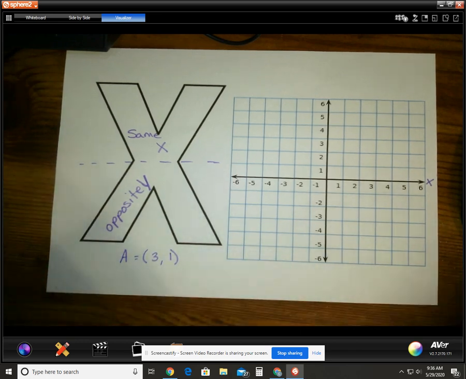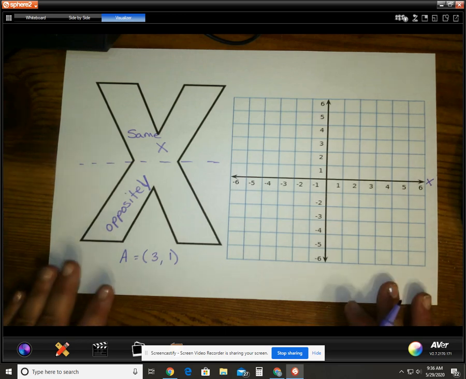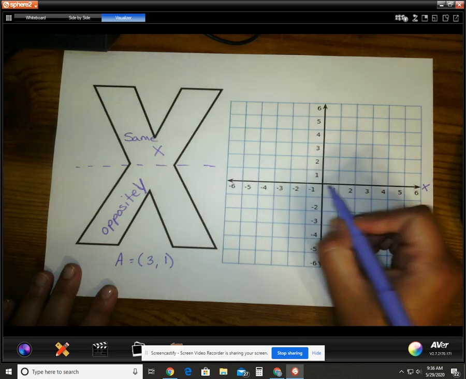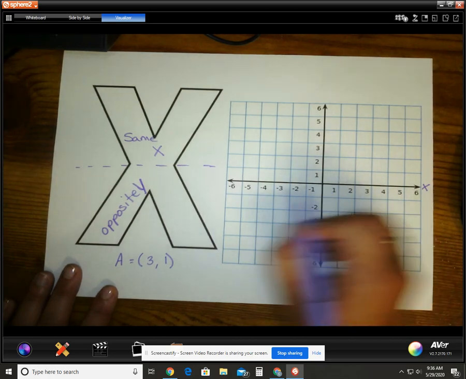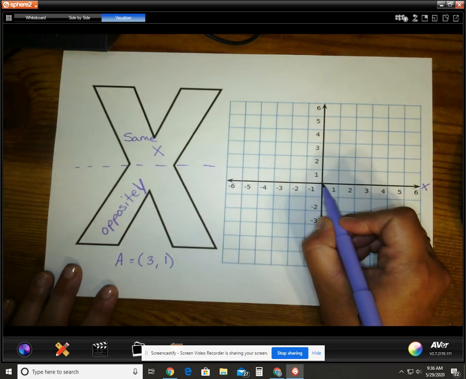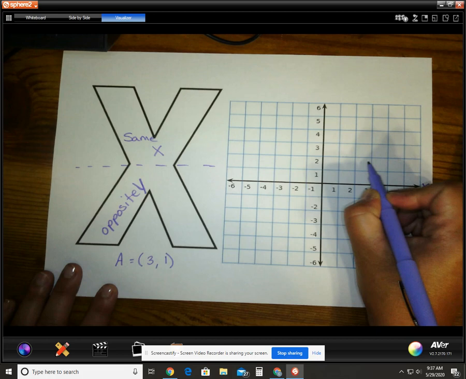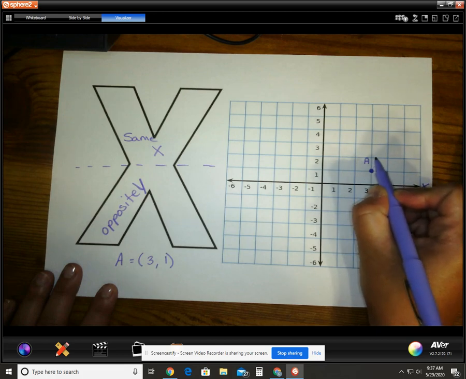I know how to go plot that. You know how to go plot that. We're just going to go, all right, 3, 1. So I start at my origin. I'm moving on the x-axis first. I'm going 3 points to the right, 1, 2, 3, and I'm going to go up 1. And I'm going to label this as point A.